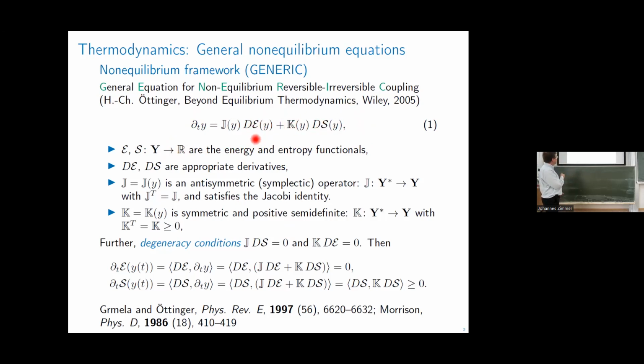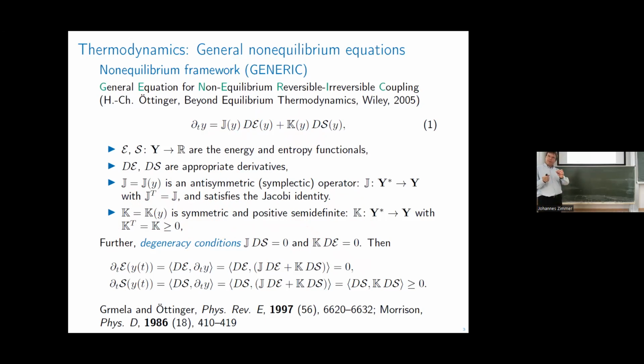And I take the derivatives of the energy and of the entropy, that's the D, and then I feed them into operators. The operator I'm feeding the energy E in, or its derivative to be precise, is a symplectic operator. The important point is J is a symplectic operator, so it's energy conserving. K, on the other hand, is dissipative, so it's a symmetric operator. K transpose equals K, and is positive semi-definite. And there are degeneracy conditions.